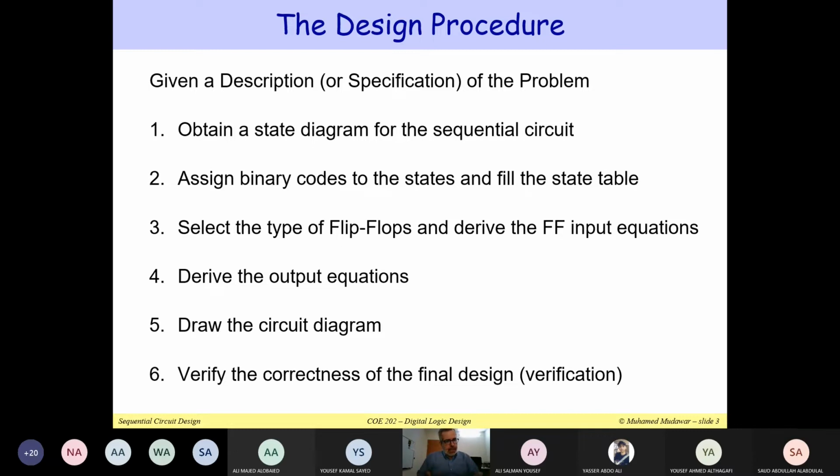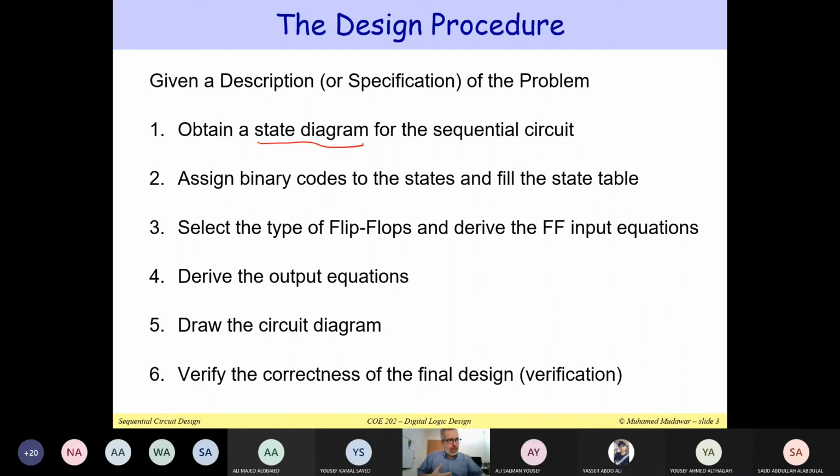Now, once you have the specification, the first step is to obtain the state diagram of the sequential circuit. So what you have to do is that you have to think about the state diagram and draw the state diagram. So here we are designing a state diagram. Given a problem which is described, you need to obtain the state diagram. So this step involves design. Okay, so you have to discover the state diagram. So the state diagram is not really given to you. So this actually takes experience.